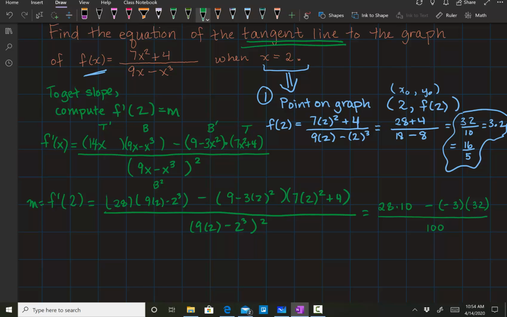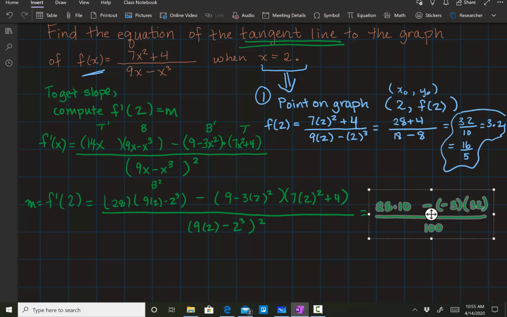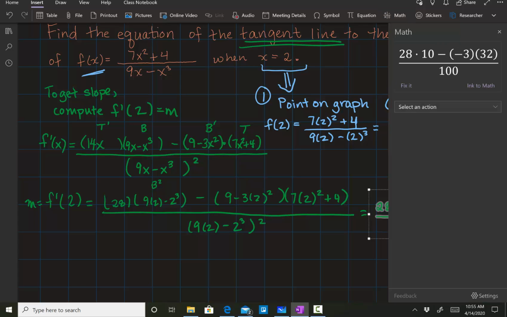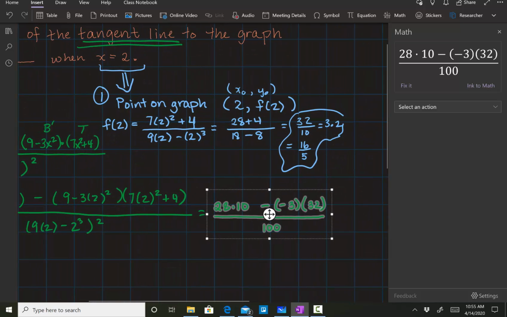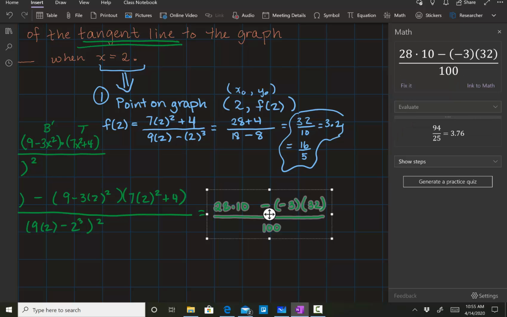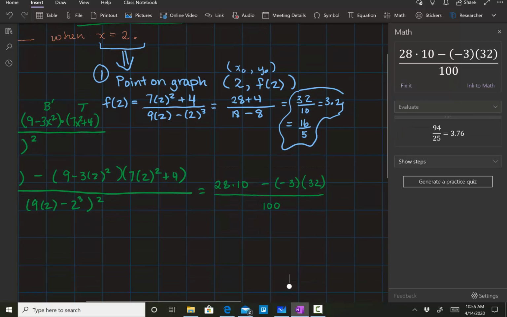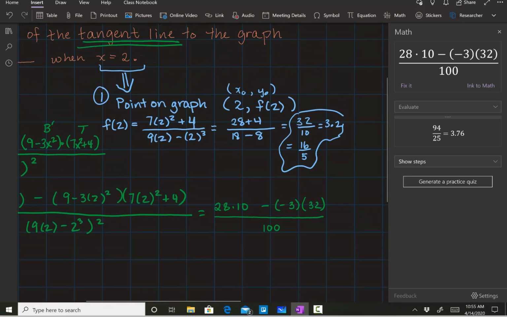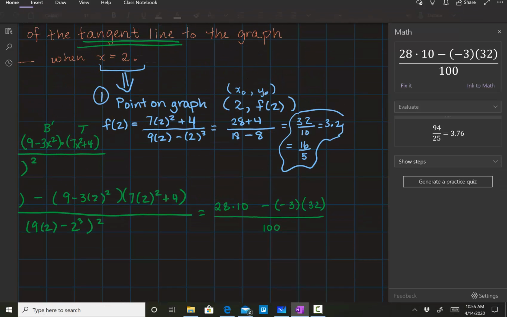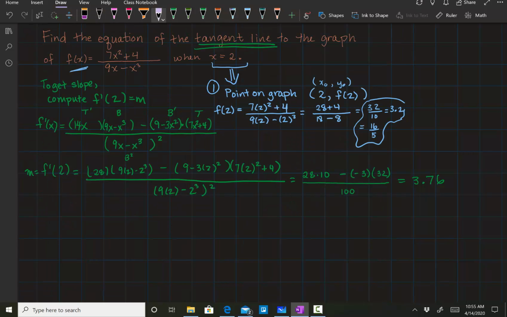Now I'm going to cheat. What I'm going to do here is use the math feature in OneNote, which will quickly do arithmetic for me. It'll recognize it as a mathematical expression, in this case correctly because I wrote it clearly, and now I can evaluate it, and we get that the decimal value of that quantity here is 3.76 or 94 over 25. So let's write down that 3.76, that's my slope, my m.